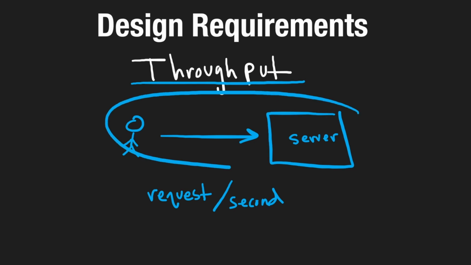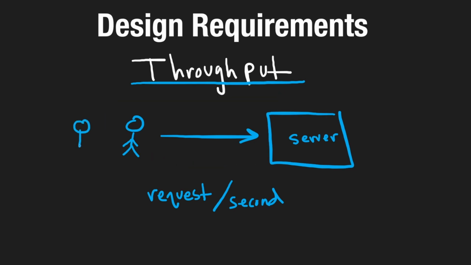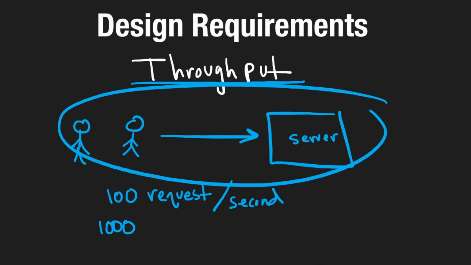Obviously, this is helpful for telling us how many concurrent users our system could handle per second. Maybe a single server can only handle 100 requests per second. This is our peak traffic. 1,000 users is the peak that we need to handle. How could we modify the system to do better?